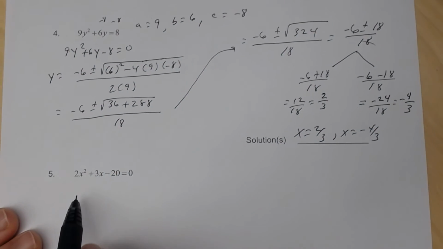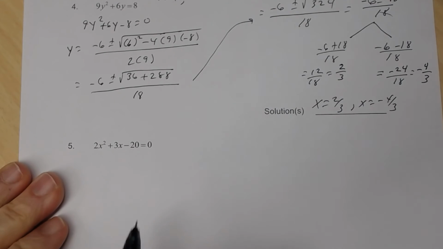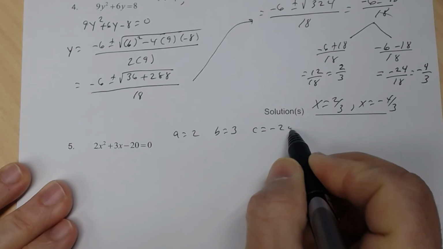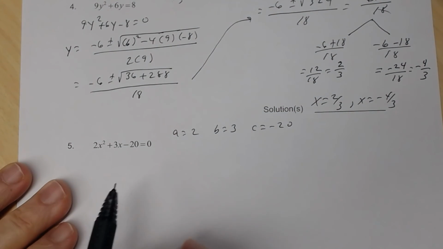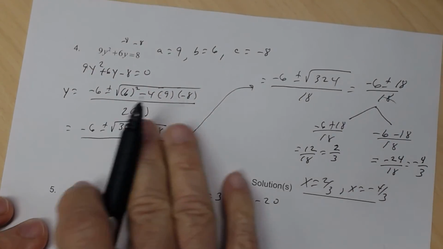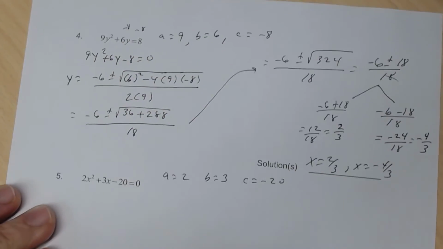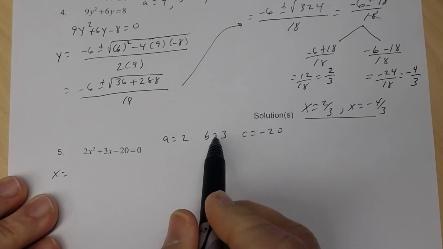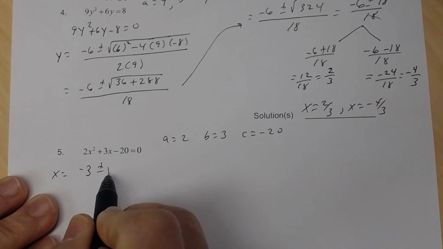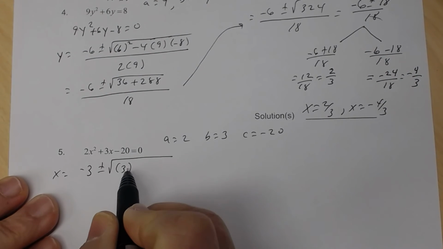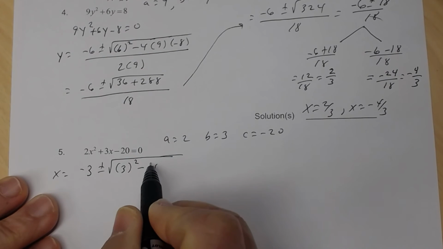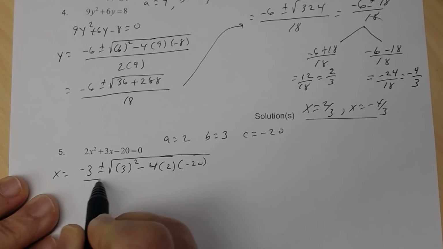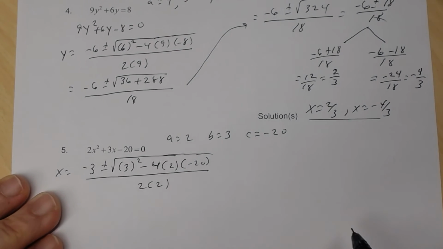All right, number 5. Okay, this is already in standard form. So a is 2, b is 3, and c is a negative 20. Again, make sure that a, b, and c are correct before you substitute them into the quadratic formula, because then all of this will be incorrect. All right, so then we're going to say x equals the opposite of b. So b is 3. The opposite of 3 is a negative 3, plus or minus the square root of b, which is 3, squared. Notice I'm putting all these in parentheses, minus 4 times a times c. All that's being divided by 2 times a, so 2 times 2.